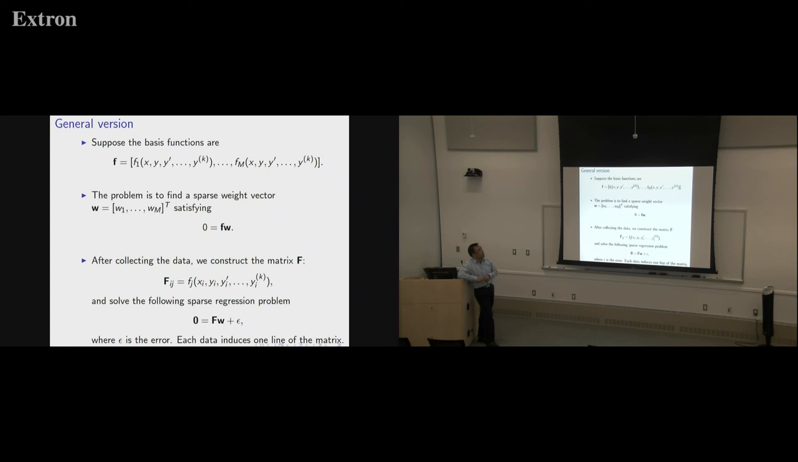Then the physical law is going to be represented by 0 equal to F times W. Then I take some samples, right? And I can construct a sample matrix F. Then I turn this problem into a regression problem. I just need to get the W. So once I have the W, I have the physical law represented by 0 equal to FW.